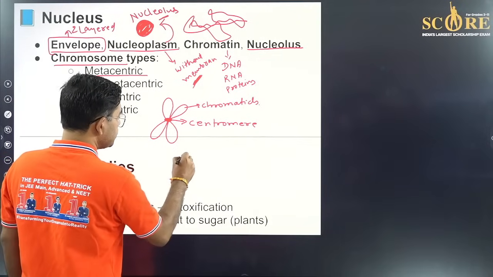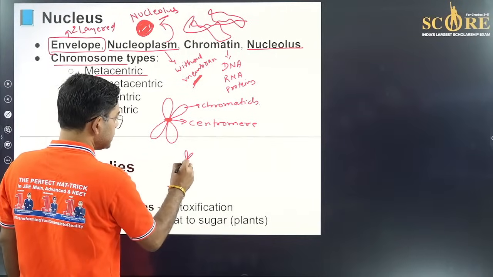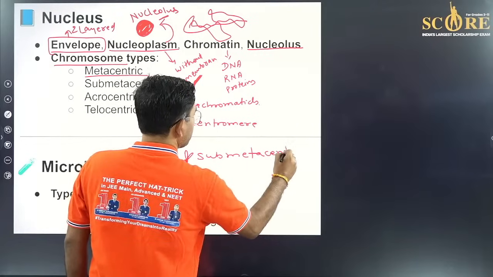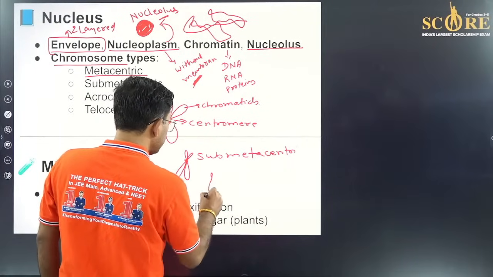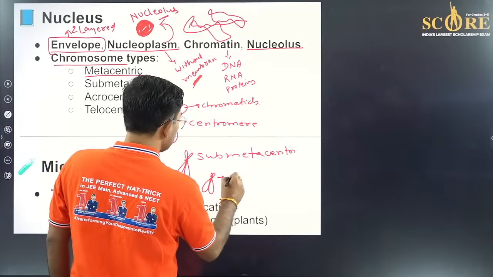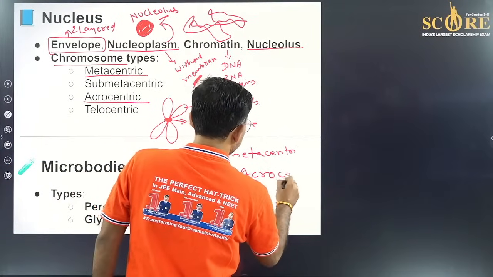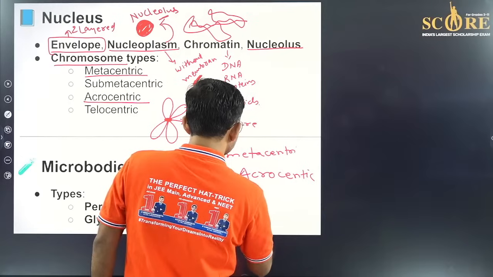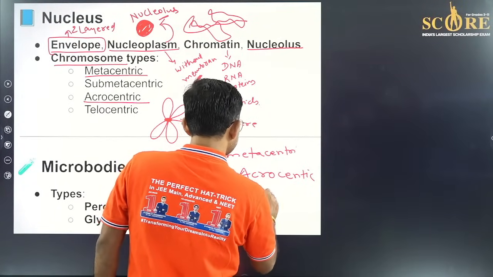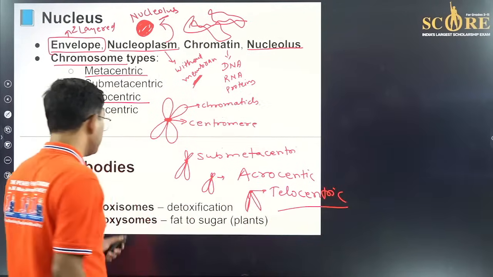Now if the centromere is away from the center like this, it is called submetacentric. Now if it is toward the end like this, it is called acrocentric. And if it is totally at the end, it is called telocentric. NCERT has examples of all the three.